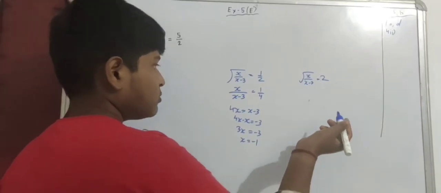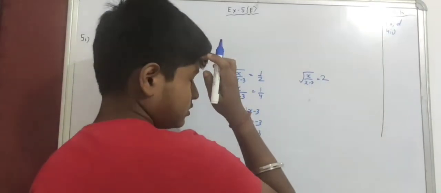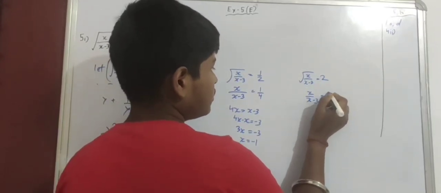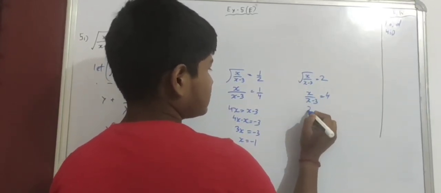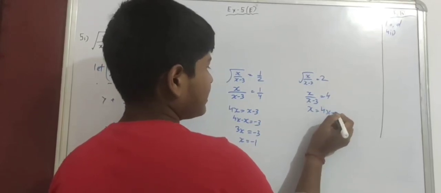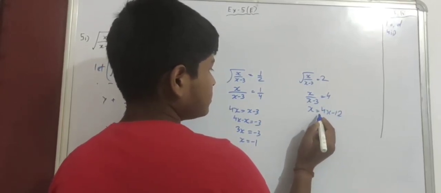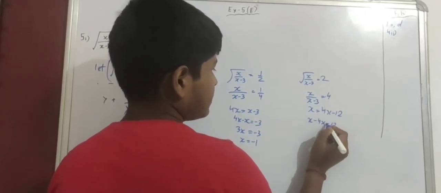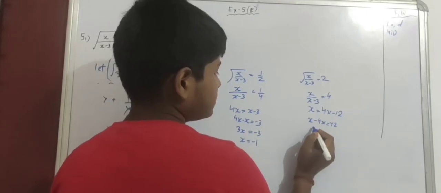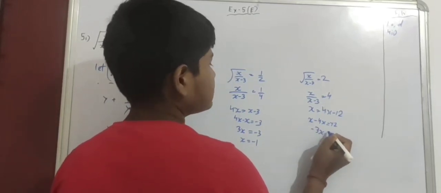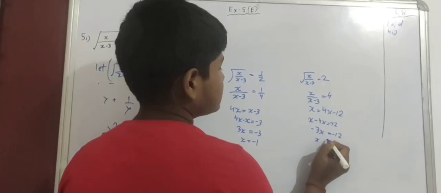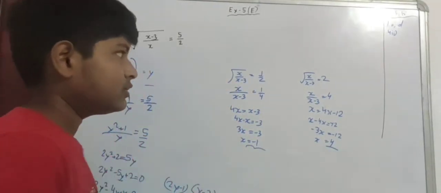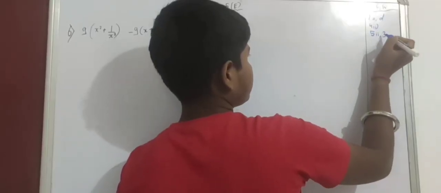And here do the same. To remove the root, square both sides. You will get x divided by x minus 3 is equal to 4. 4 into this and x. So x is equal to 4x minus 12. X minus 4x is equal to minus 12. So it will be minus 3x is equal to minus 12. So x is equal to positive 4. So these two, parts 2 and 3, are homework.